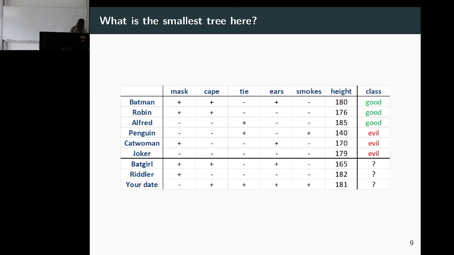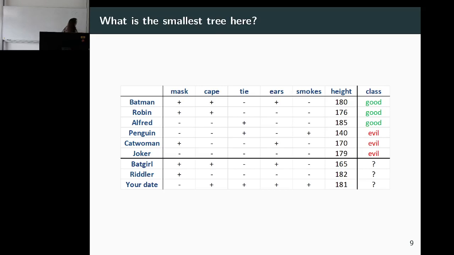What would I classify it as? If tie no, then good. Okay, if tie no, then good. If yes, then we have evil. Okay, and here, if it doesn't wear a cape, what happens? It doesn't need to be there, actually. Exactly. So everybody wears a cape? Then evil.